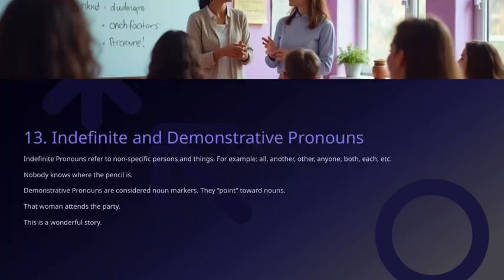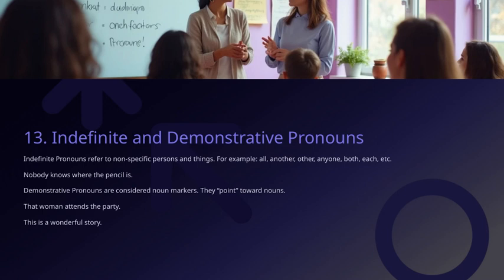Let's take a closer look at indefinite and demonstrative pronouns. Indefinite pronouns are used when we're talking about nonspecific people or things. For example, words like all, another, other, anyone, both, and each. These pronouns help us refer to something without pinpointing exactly who or what it is. For instance, in the sentence, "Nobody knows where the pencil is," the word "nobody" is an indefinite pronoun because it refers to an unspecified person.